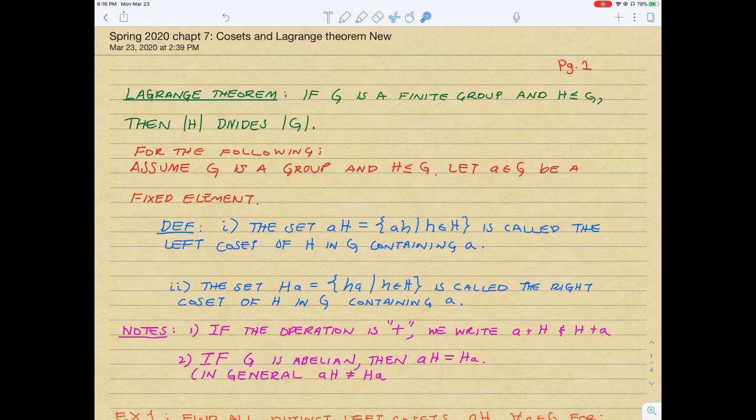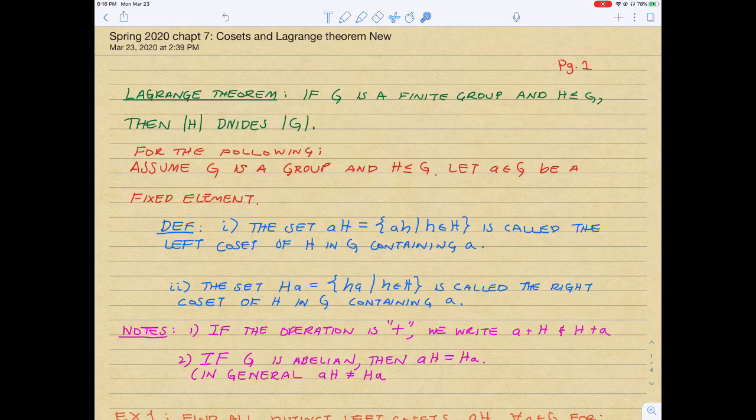says, if G is a finite group and H is a subgroup of G, then the order of H divides the order of G. We know about this with cyclic groups, but this is saying that for any finite group we choose, this happens. But before we prove that, we have to talk about cosets.